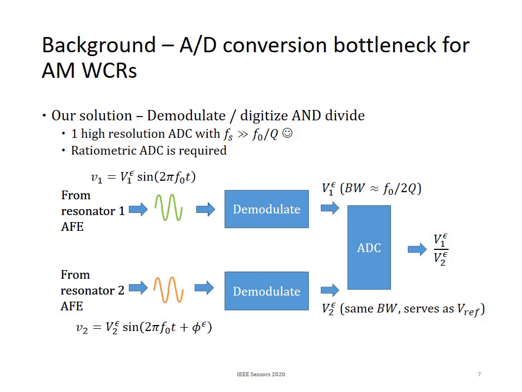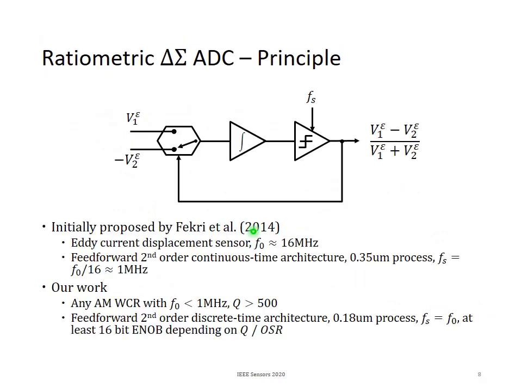And given the high-resolution, small bandwidth requirements, investigating delta sigma ratiometric ADCs makes perfect sense. The ratiometric delta sigma ADC was initially proposed by Ferreira in the context of resonant eddy current displacement sensors. It is depicted here. It outputs a bit stream at the sampling frequency fs, whose average value is equal to this quantity, which we call the bilinear amplitude ratio.